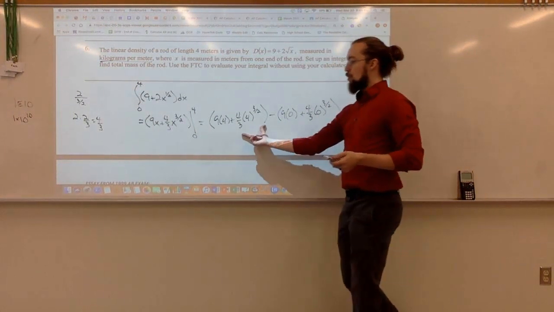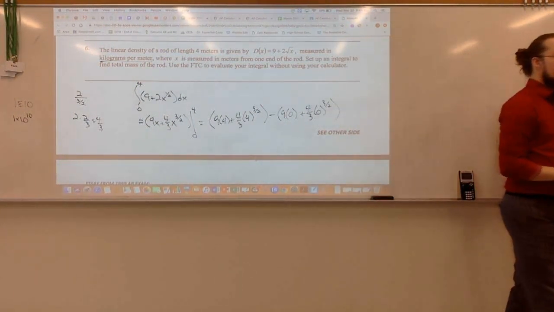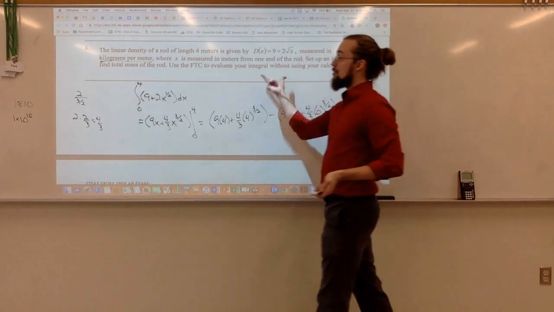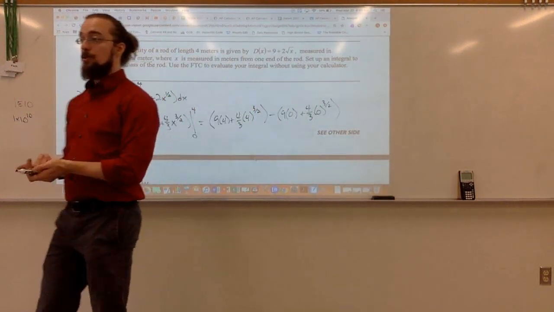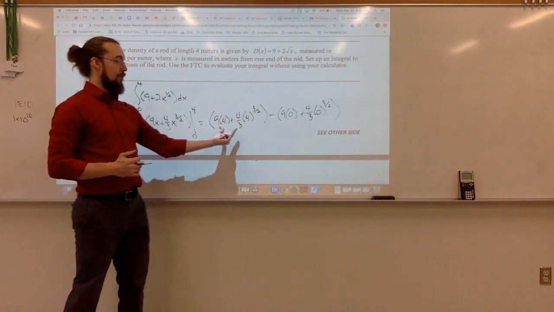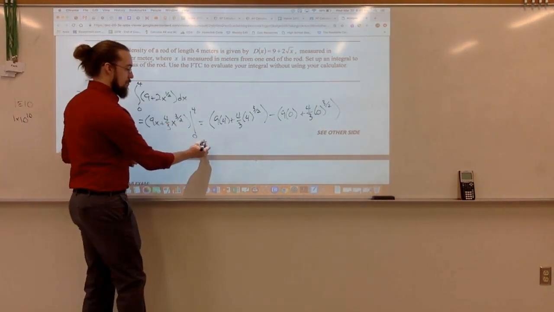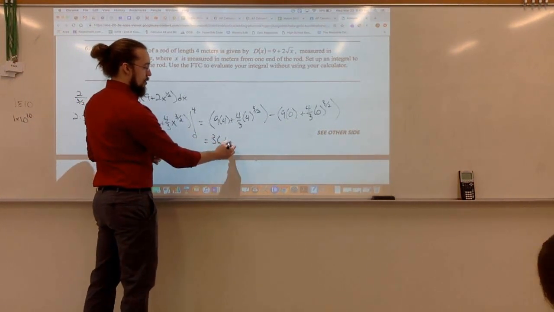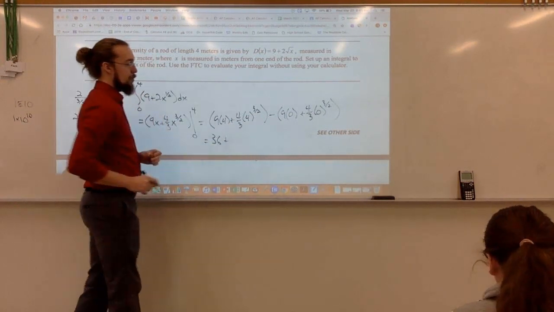Technically, this isn't too bad to evaluate by hand if we wanted to actually get a number. I mean, something like this could be a multiple choice question. Right? This is short enough that we would actually have to evaluate this by hand. So let's go ahead and do that real quick. So this would be 36 plus 4 to the 3/2 power.